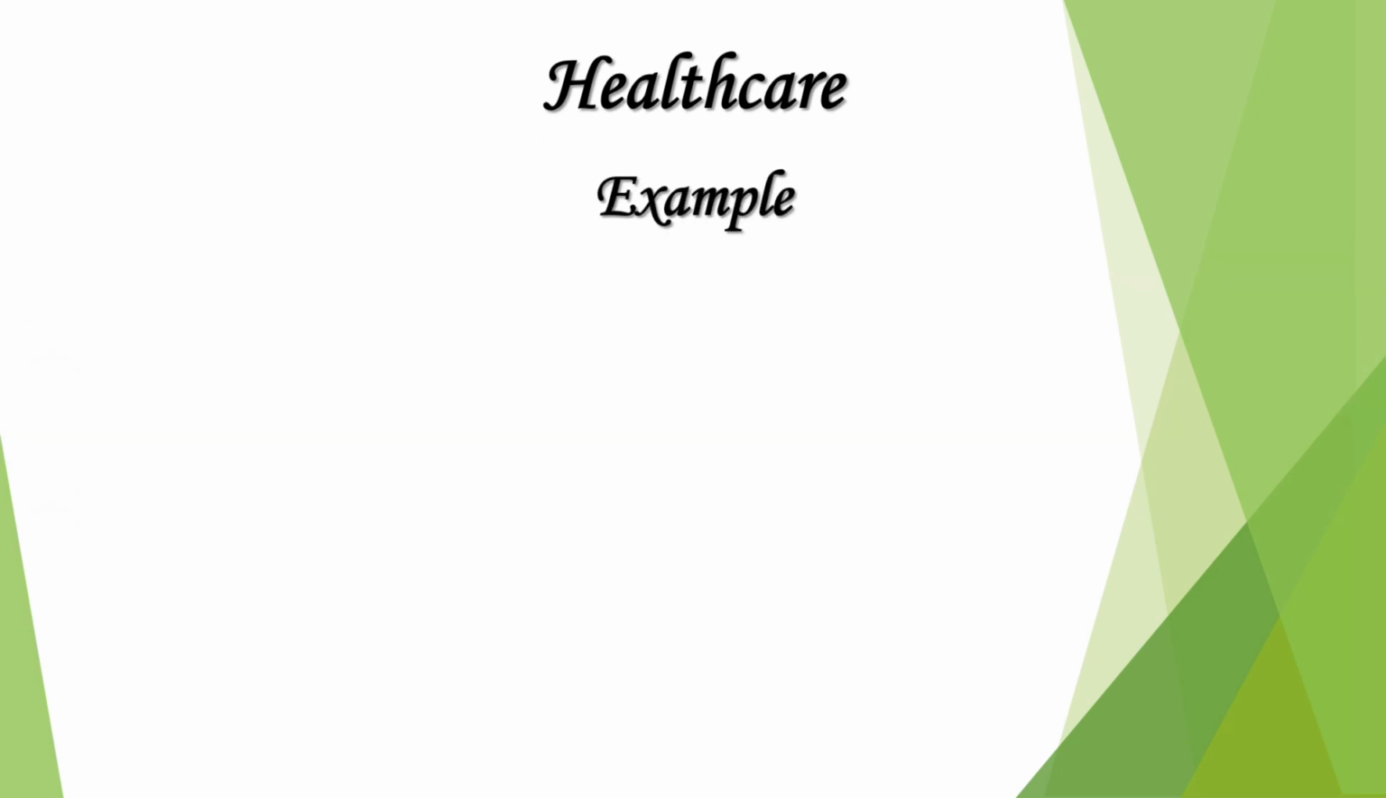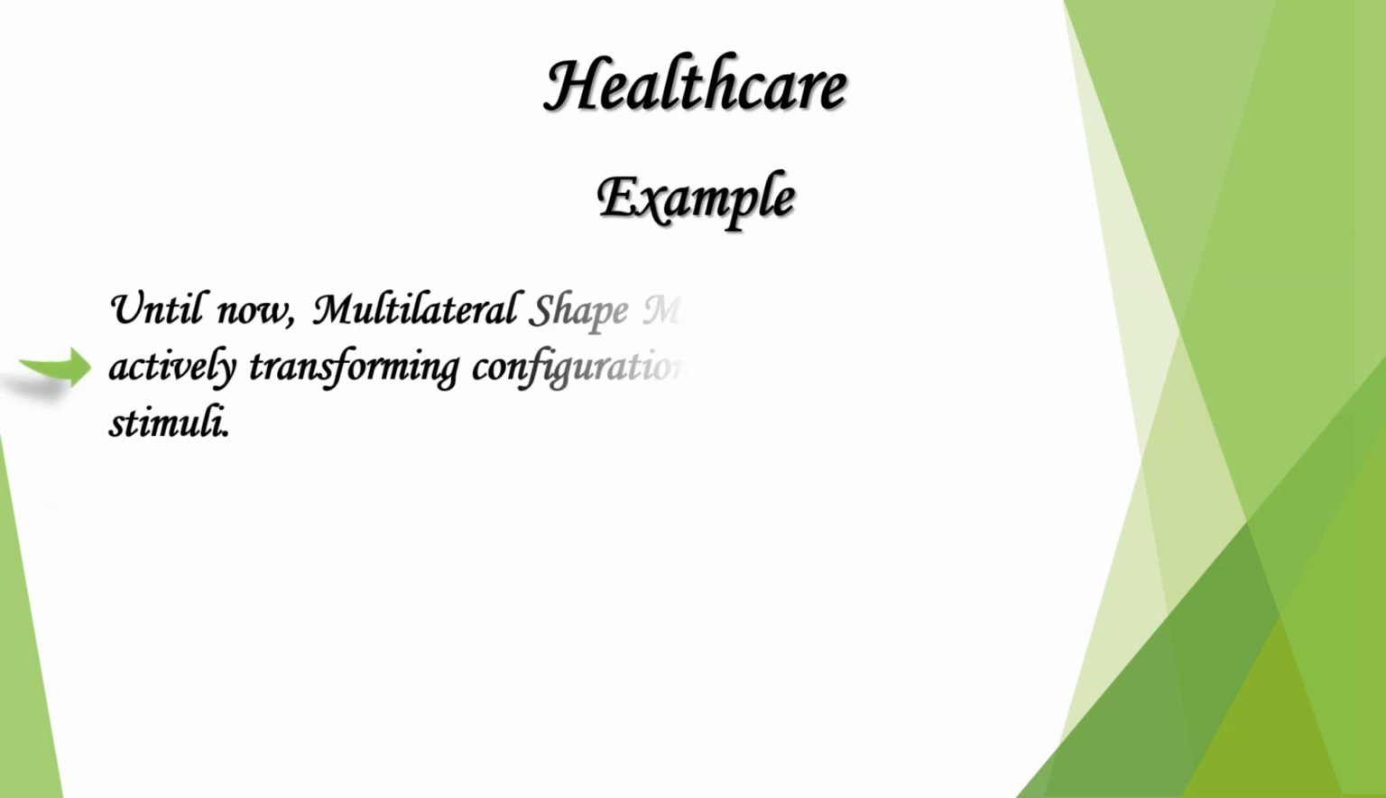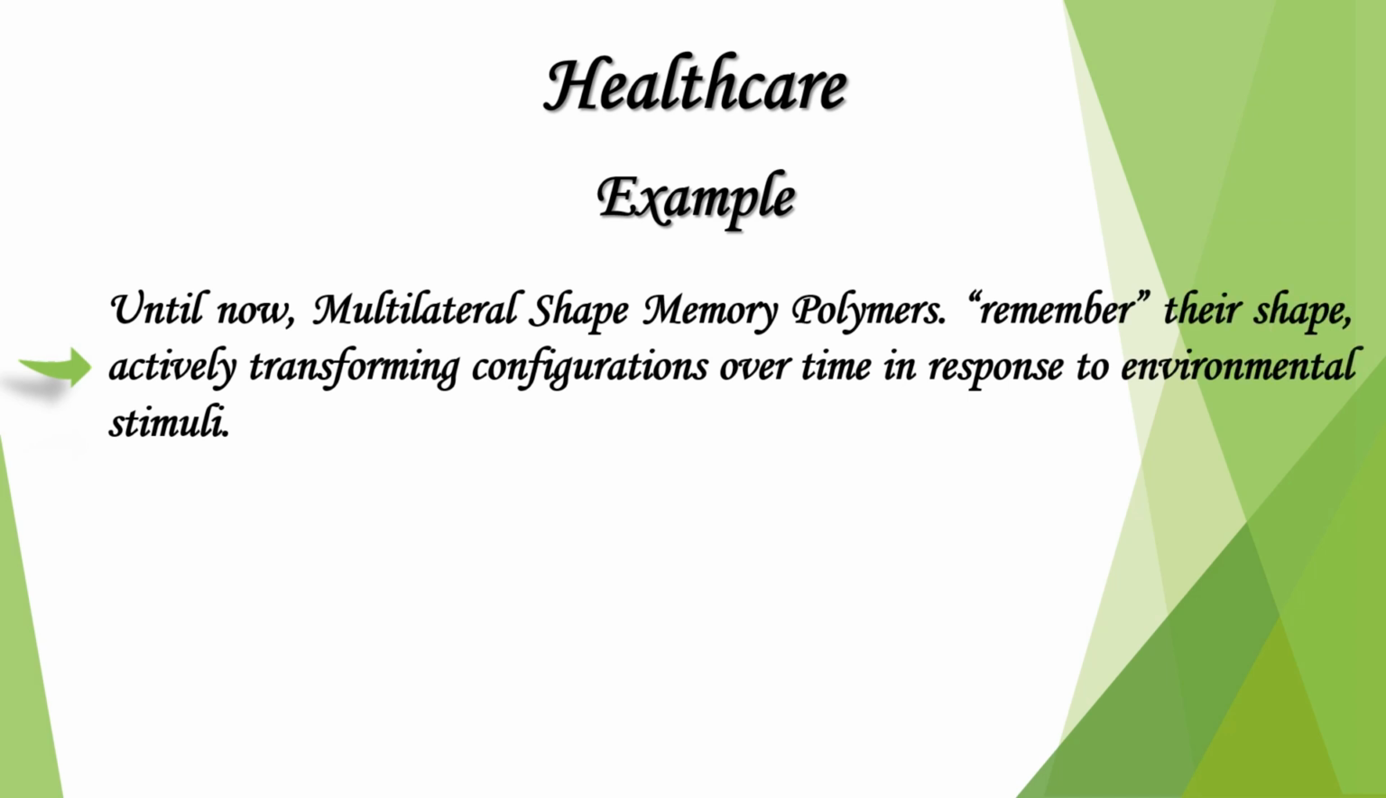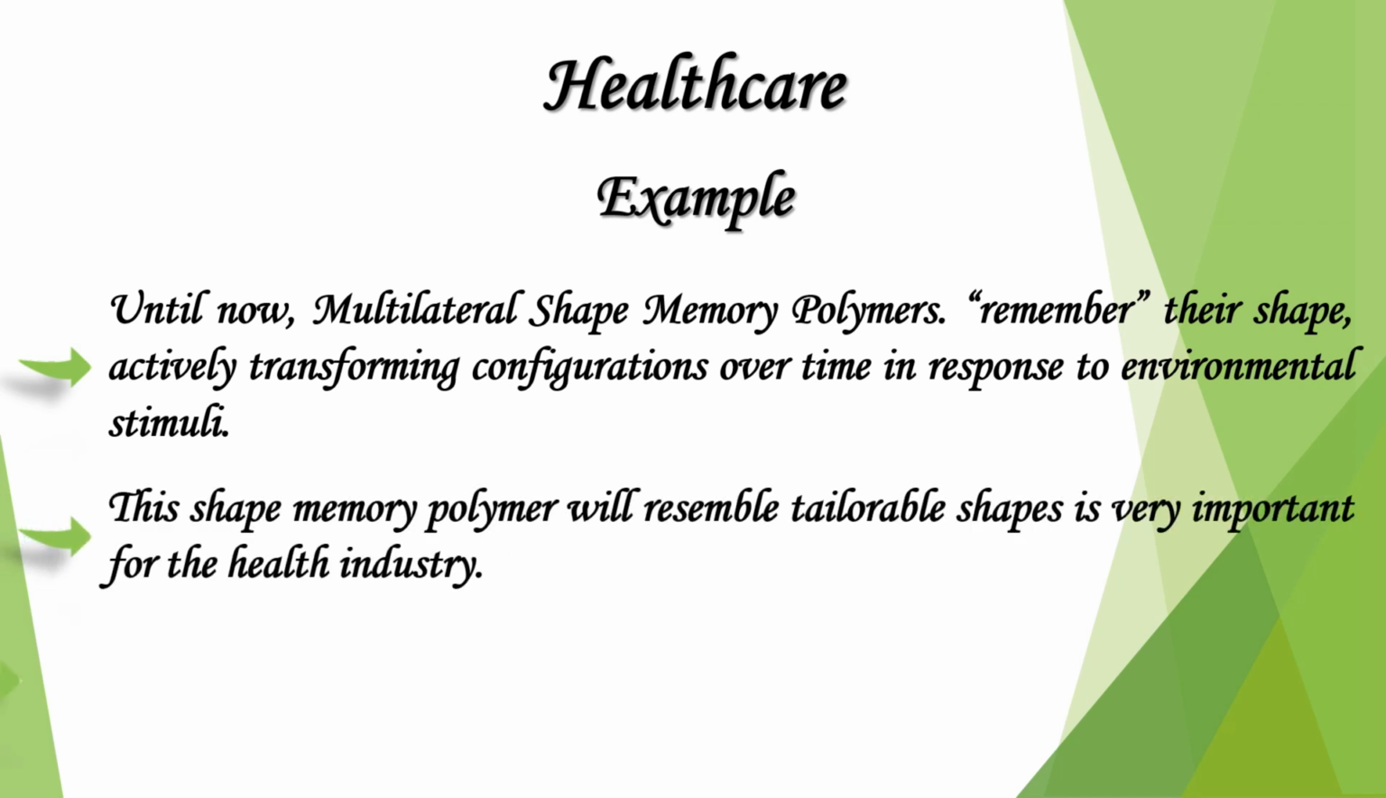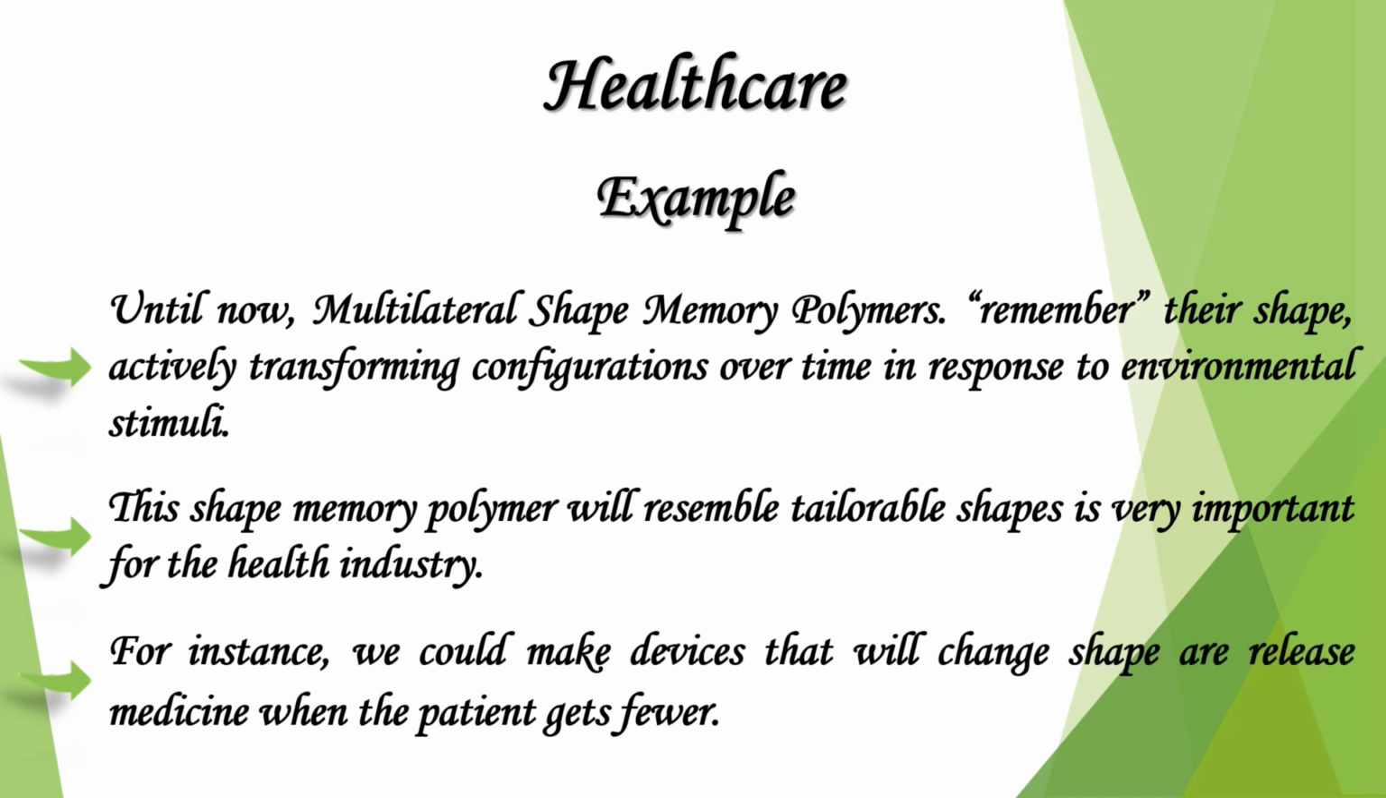Example. Until now, multilateral shape memory polymers remember their shape, actively transforming configurations over time in response to environmental stimuli. This shape memory polymer will resemble tailorable shapes, which is very important for the health industry. For instance, we could make devices that will change shape or release medicine when the patient gets a fever.